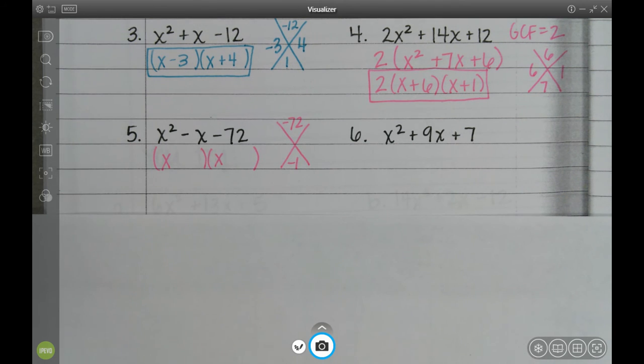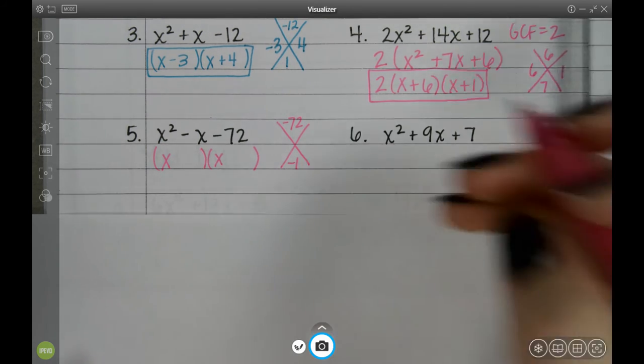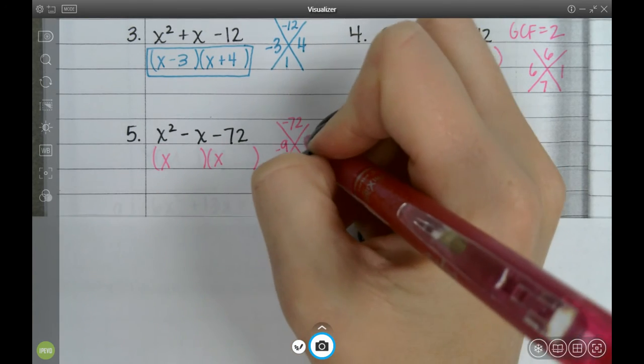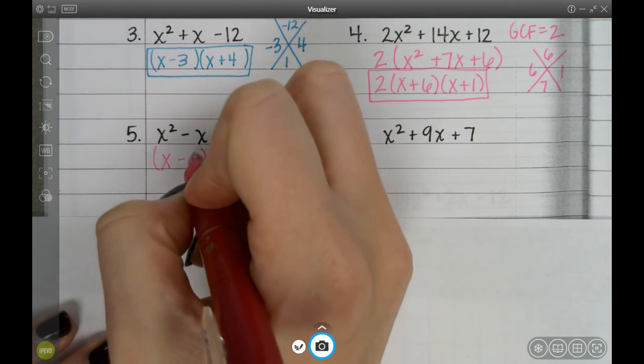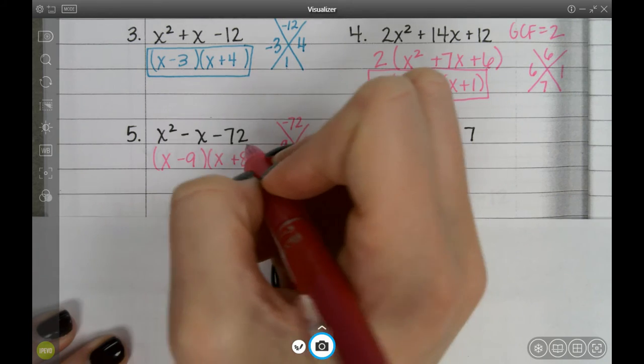So what'd you guys come up with? Negative 9 and positive 8. No, but I will give you a multiplication table. Like that page that we glued in, I'll give you a copy of that. So negative 9 and positive 8. Those factors are x minus 9, x plus 8.